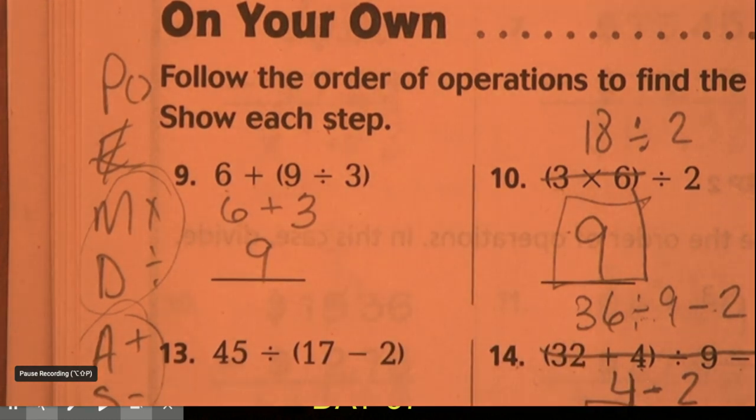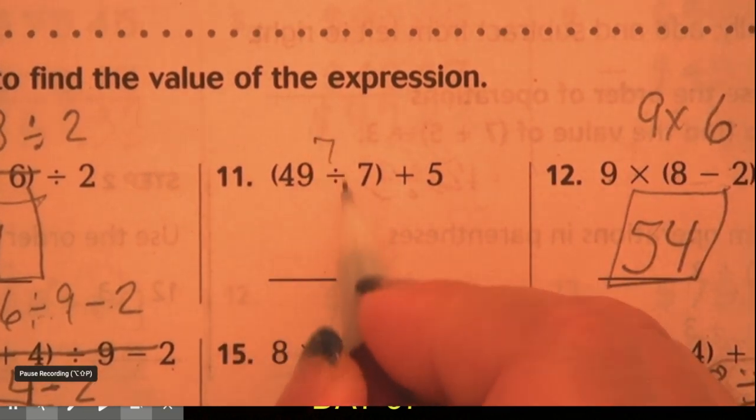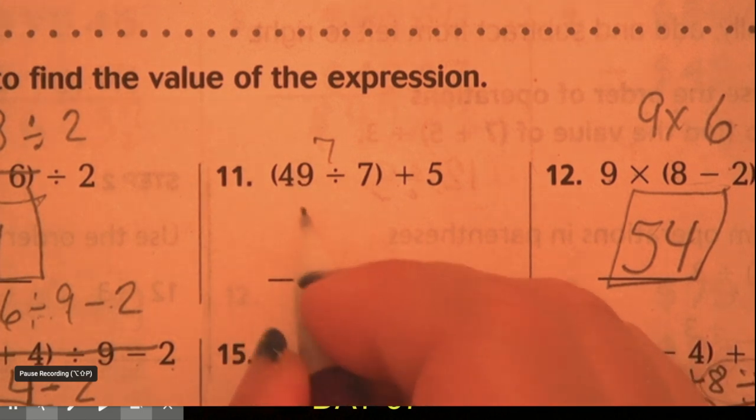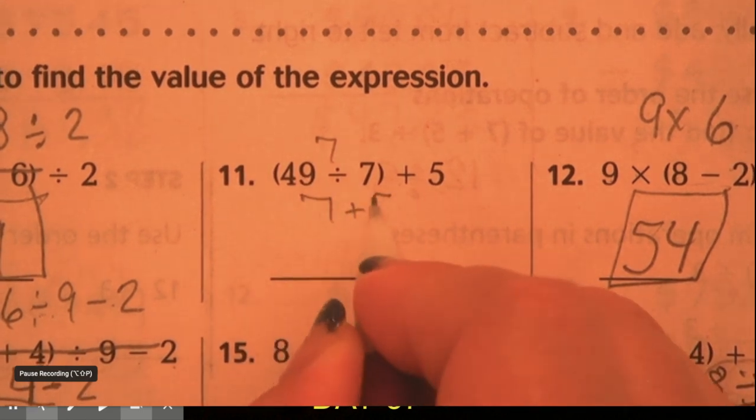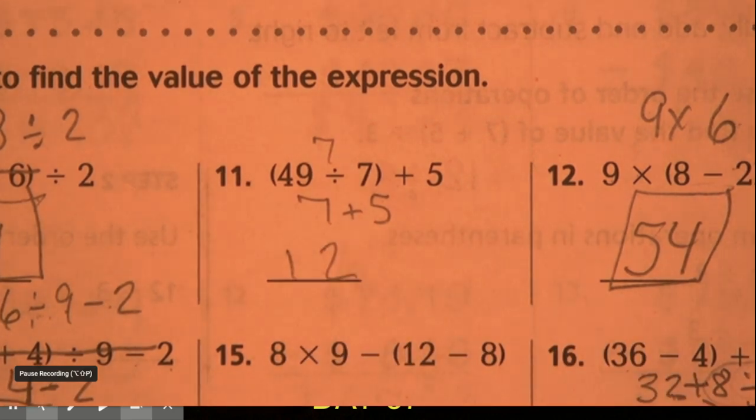Done. And then the next one, I see a parentheses. Parentheses always goes first. 49 divided by 7 is a 7 because 7 times 7 is 49. Rewrite it is how you show the steps. 7 plus 5 is 12.